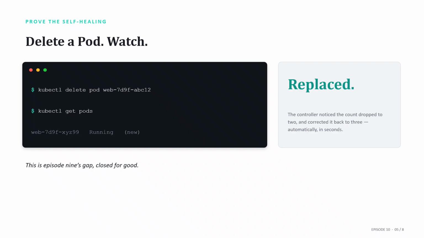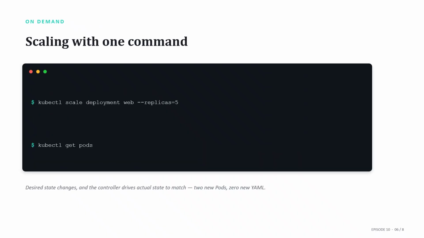Scaling up or down is just as direct. kubectl scale deployment, your deployment's name, --replicas=5. The desired state changes, and the controller drives the actual state to match. 2 new pods appear, with 0 new YAML.